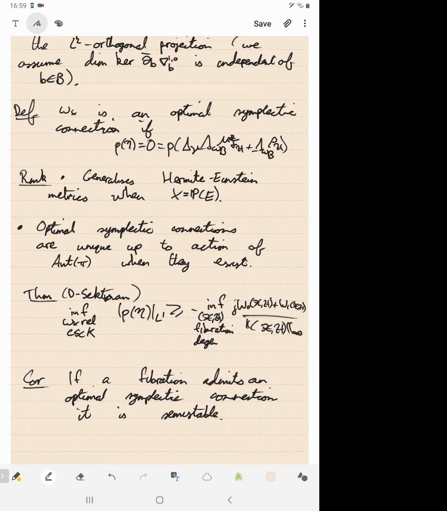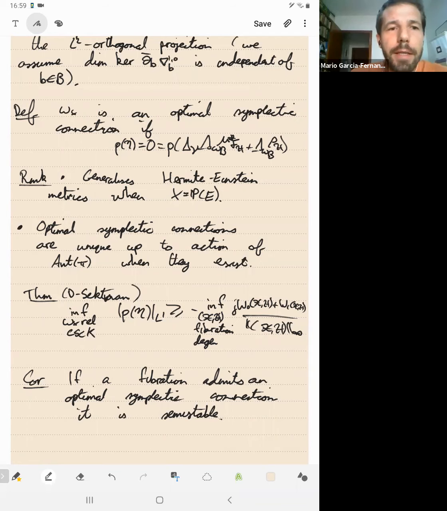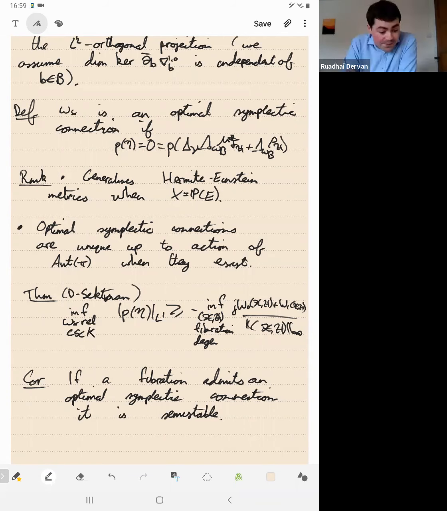I have a question. Is there a moment map interpretation of this notion of connection? Well, that's absolutely a good question. I conjecture that there is, but we don't know what it is.